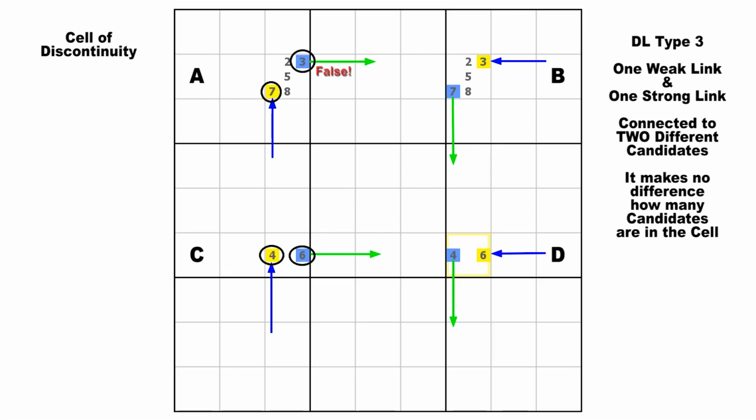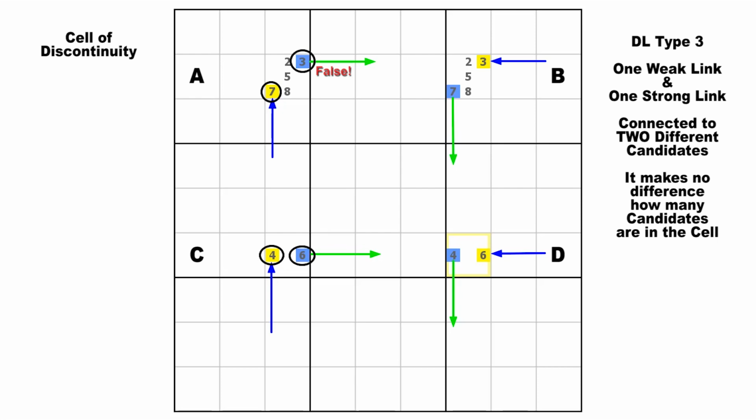In tutorial number 44, we will examine this configuration in much more detail, and you will be convinced that when you see one weak link and one strong link connected to two different candidates in a cell of an otherwise perfect loop, you will know that the weakly linked candidate is false and can be eliminated. And of course, this will again work no matter which direction you are going and no matter which link is entering the cell or which link is leaving the cell.